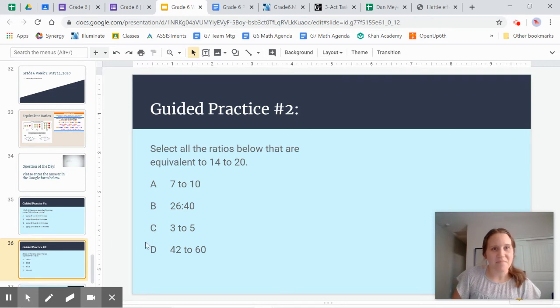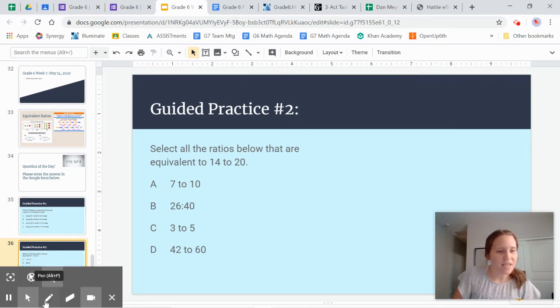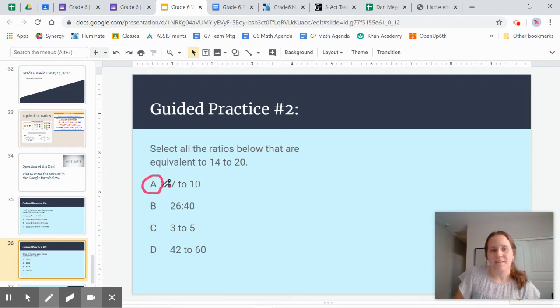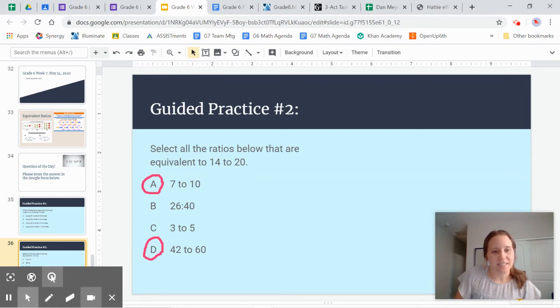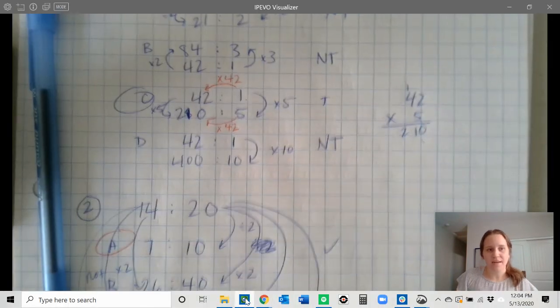All right, let's go ahead and come back together. Did you think A was true? A is true. How about B? Nope, that's not equivalent. C? C is not equivalent. What about D? Yes, D is equivalent. Let's look at my example work.